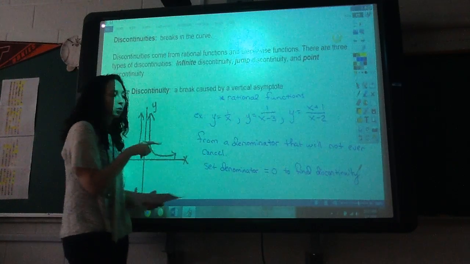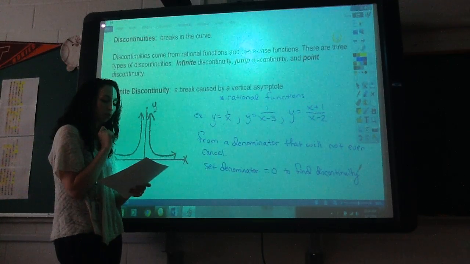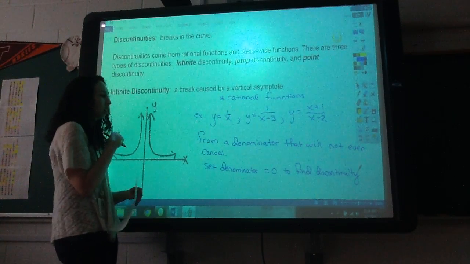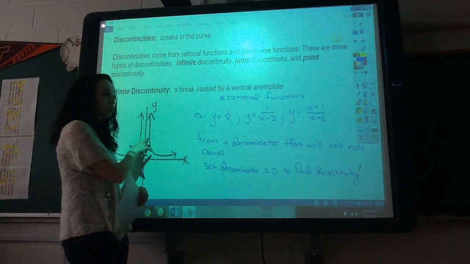And I'm probably just going to abbreviate discontinuity by DISC from this point forward in the notes, so don't be surprised to see that. So that is how infinite discontinuities happen. They happen because of vertical asymptotes.